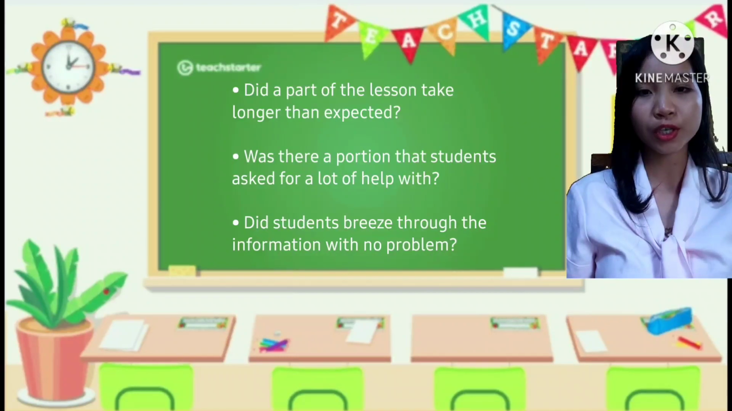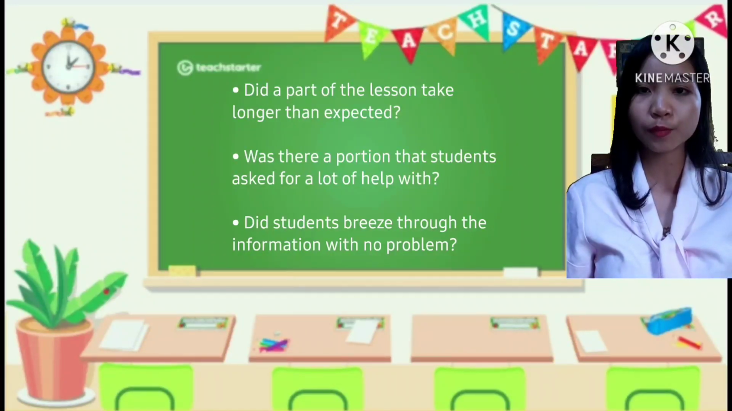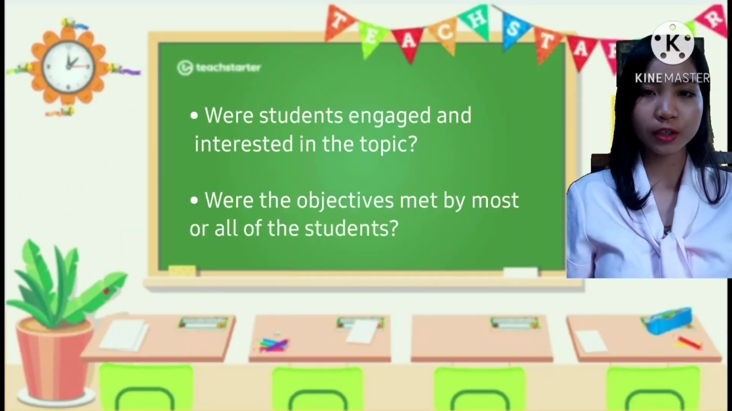first, did a part of the lesson take longer than expected? Second, was there a portion that students asked for a lot of help with? Third, did the students breeze through the information with no problem? Next, were students engaged and interested in the topic? And last, were the objectives met by most or all of the students?